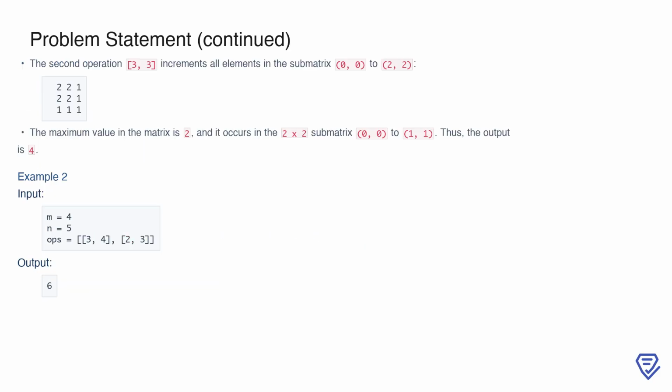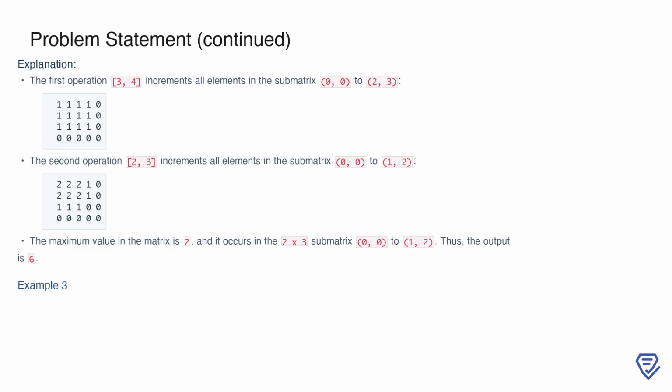Next, we apply the second operation, (3, 3), which increments all elements in the submatrix spanning from (0, 0) to (2, 2). This modifies the entire top left 3 by 3 section of the matrix, resulting in the following: 2, 2, 1, 2, 2, 1, 1, 1, 1. The maximum value in the matrix is now 2, and it occurs within the 2x2 submatrix from (0, 0) to (1, 1). This submatrix contains 4 cells with the maximum value, so the output for this example is 4.